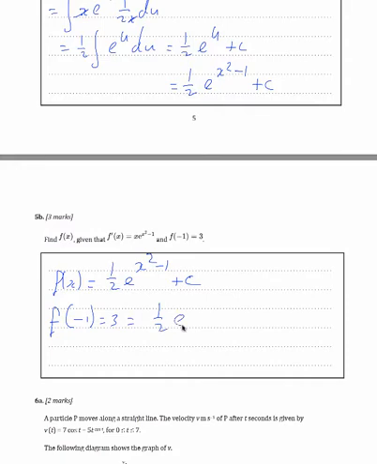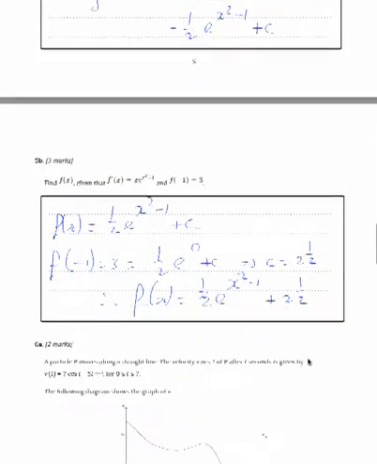So a half e to the minus 1 squared is 1, minus 1 is 0, e to the 0 plus c, e to the 0 is 1. Therefore, c is equal to 3 minus a half, which is 2.5. Therefore, the function f of x that I'm interested in is a half e to the x squared minus 1 plus 2.5. Bueno. Good.